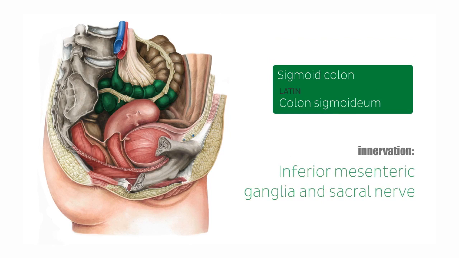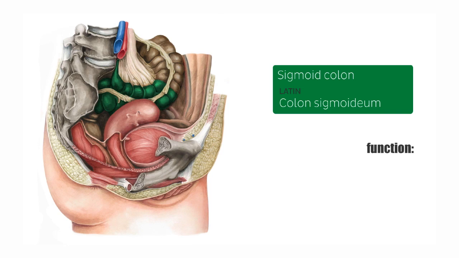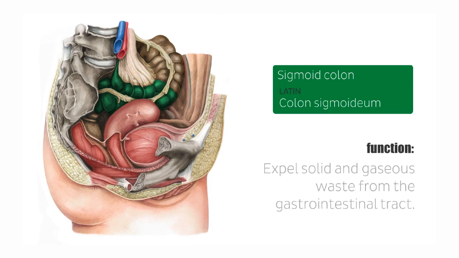The sigmoid colon also has a function worth mentioning here in this tutorial. Well, the function of this structure is to expel solid and gaseous waste from the gastrointestinal tract. The curving path it takes towards the anus allows it to store gas in the superior arched portion, enabling the colon to expel gas without excreting feces simultaneously.